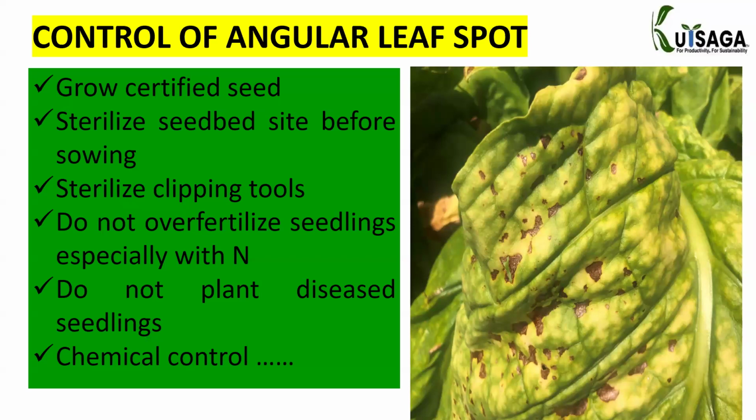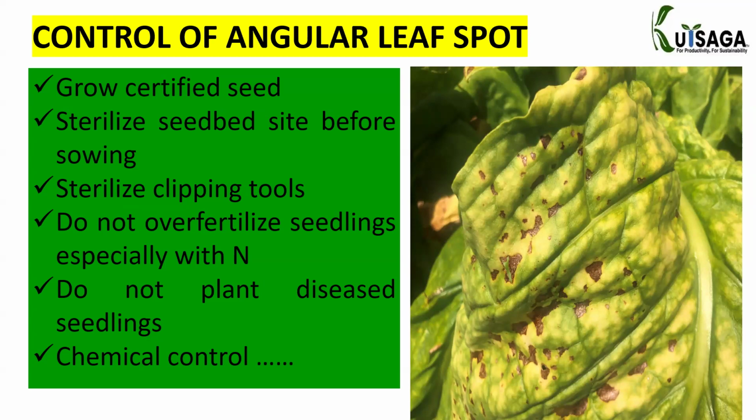And secondly, it has also been found that low nitrogen also promotes development, low potassium promotes the development of this disease. And high lime also promotes development of this disease. So you need to be very careful with your nitrogen, your potassium, and also your liming.